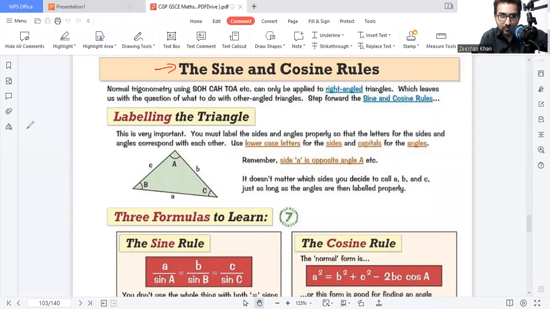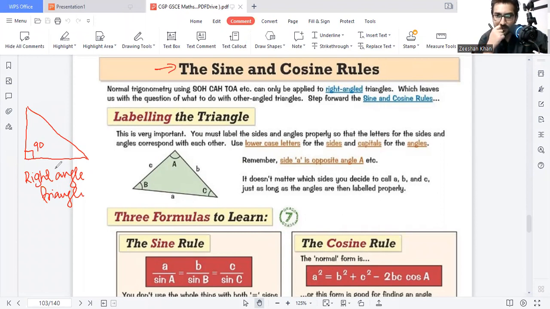angles. Last time we discussed that this triangle is called a right angle triangle, because there is a 90-degree angle. This is 90 degrees, so we call this a right angle triangle. And I told you that if you want to solve a right angle triangle, go for Pythagoras theorem, right? I explained this concept in Pythagoras theorem. We have solved multiple triangles by using Pythagoras theorem.